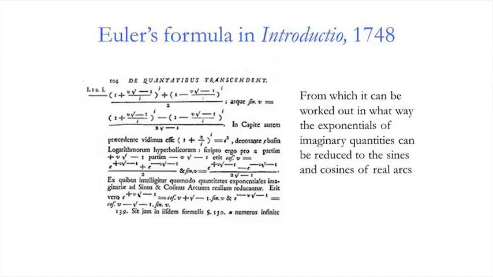Third line up, you see the Euler formula. e to the plus v square root of minus 1 is the cosine of v plus the square root of minus 1 times the sine of v. And the sentence above that says, in Latin, from which it can be worked out in what way the exponentials of imaginary quantities can be reduced to the sines and cosines of real arcs, of real distances.